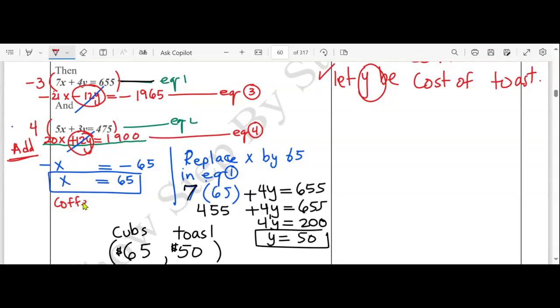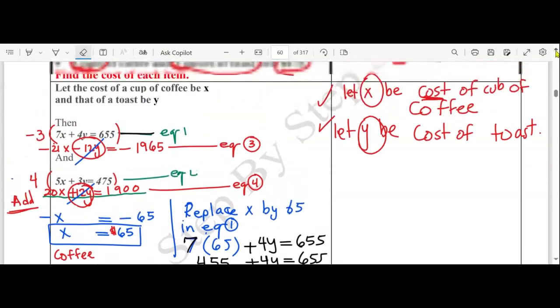So x is what? Cups of coffee. That costs $65. Very expensive, right? For 1 cup. One cup only. It costs $65. Is that clear?